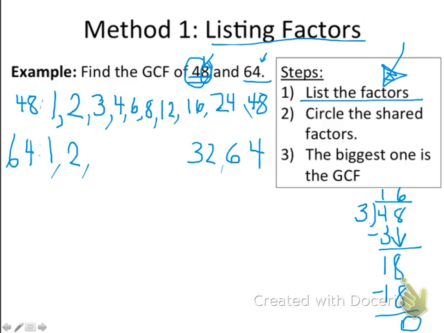3. Is 64 divisible by 3? Remember your divisibility rule. You take each digit, the 6 and the 4, and add them together. 6 plus 4 is 10. 10 is not divisible by 3, so 64 is not divisible by 3.